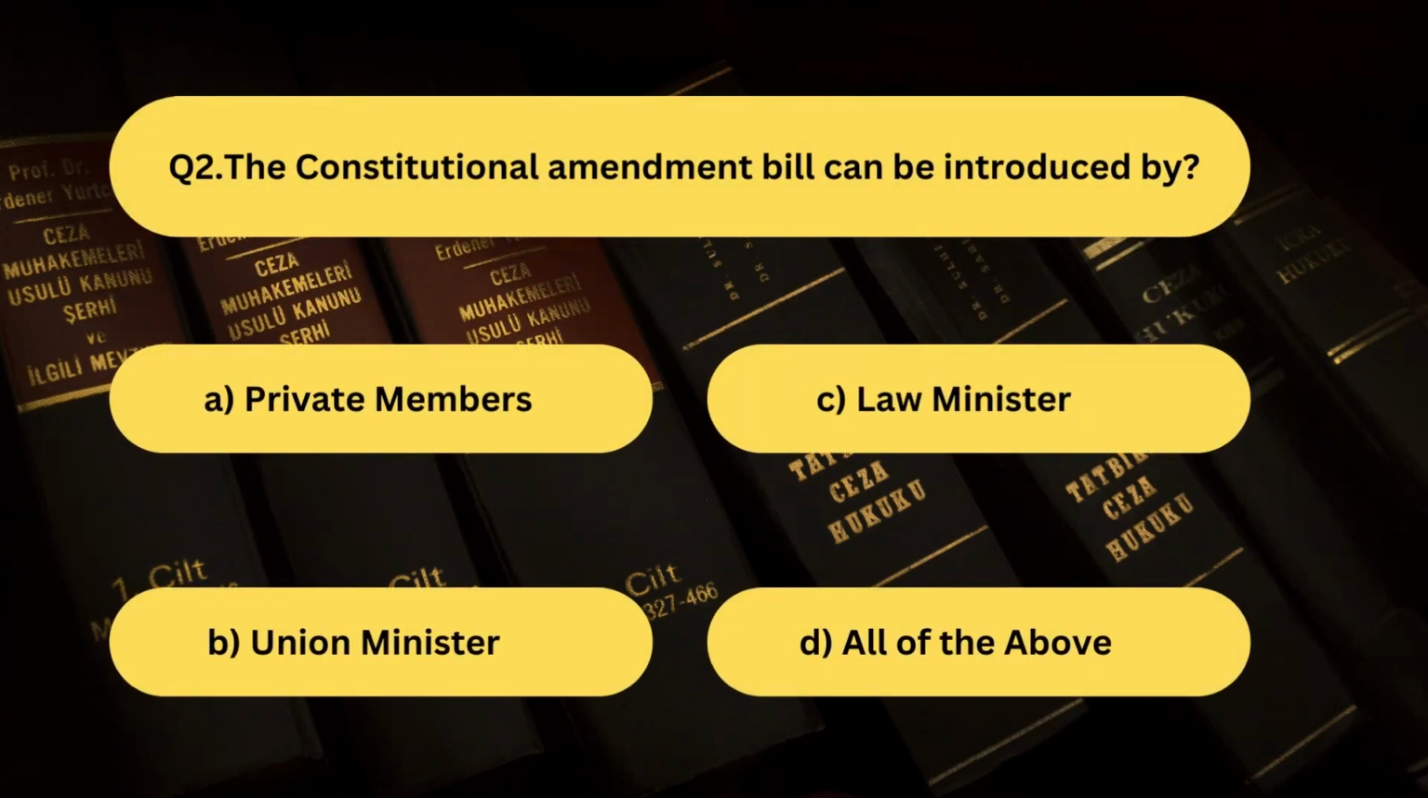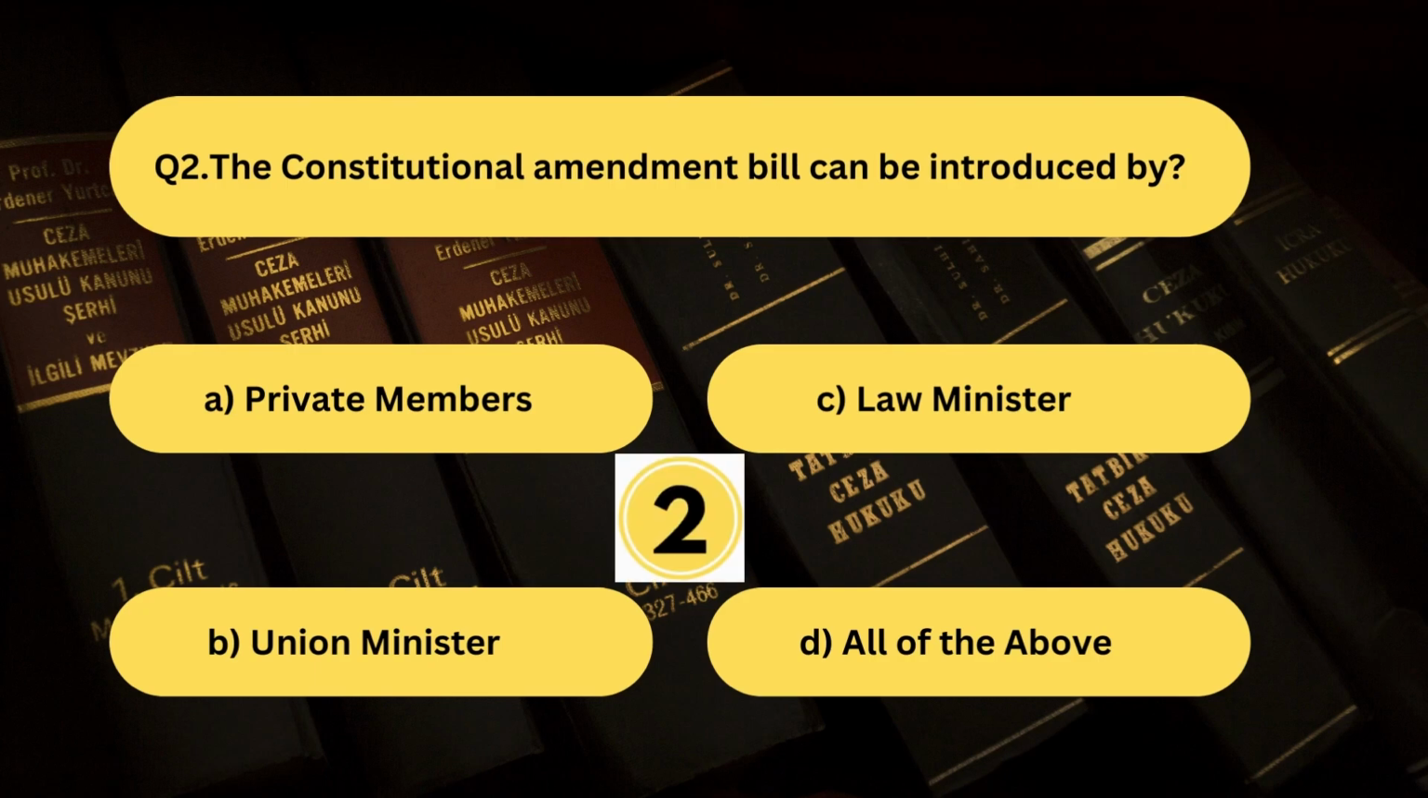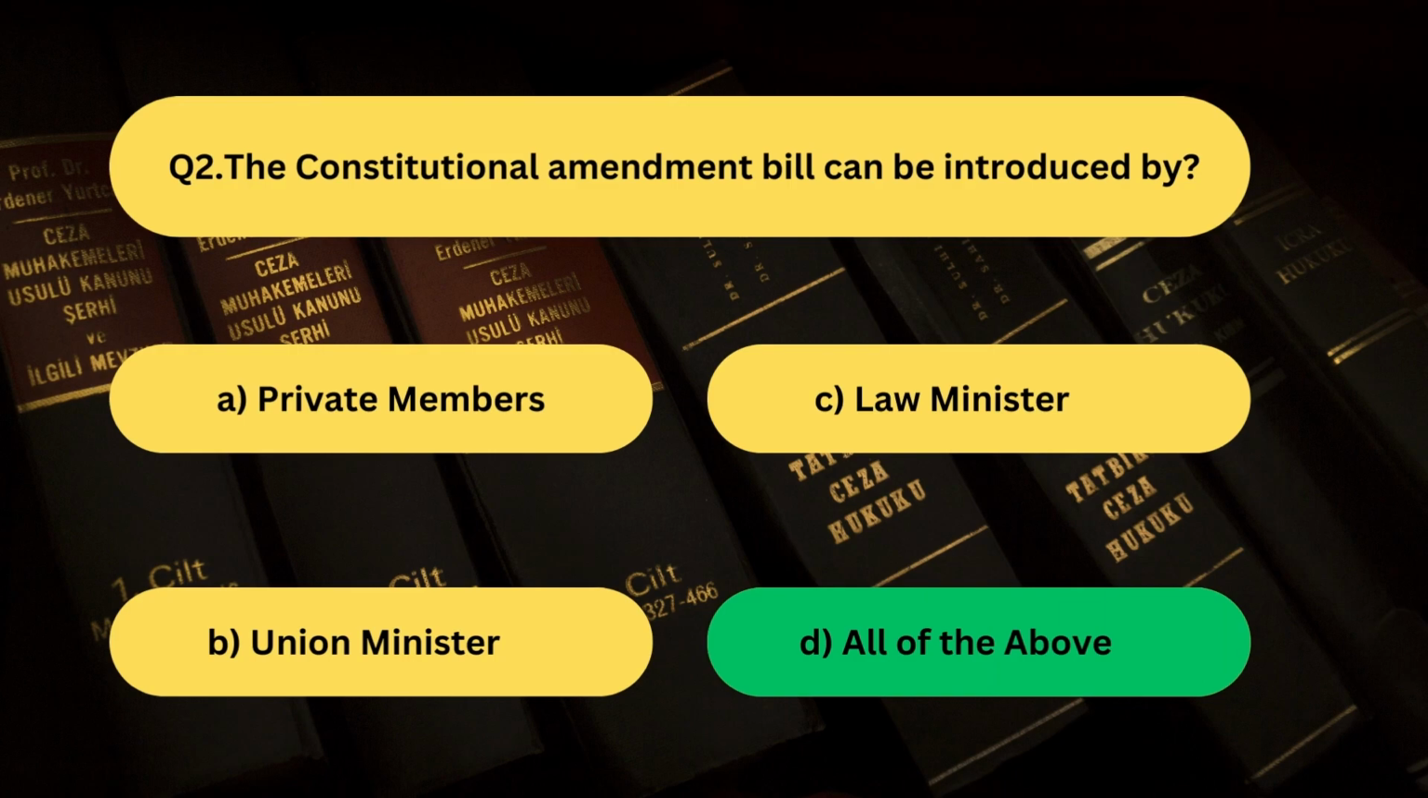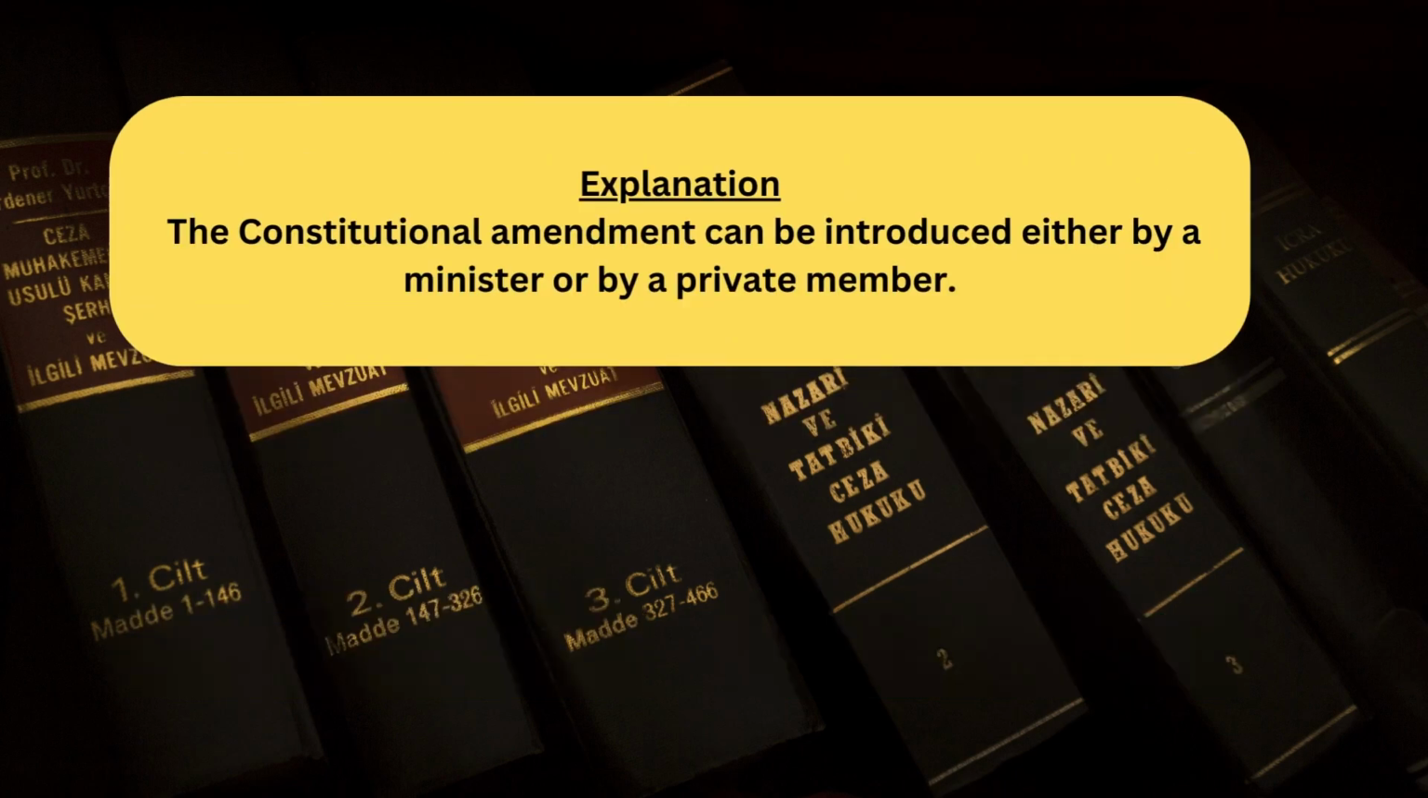The constitutional amendment bill can be introduced by. Answer D. All of the above. The constitutional amendment can be introduced either by a minister or by a private member.